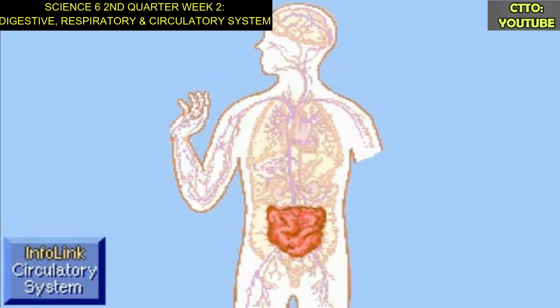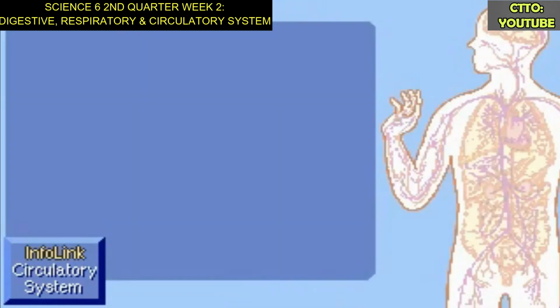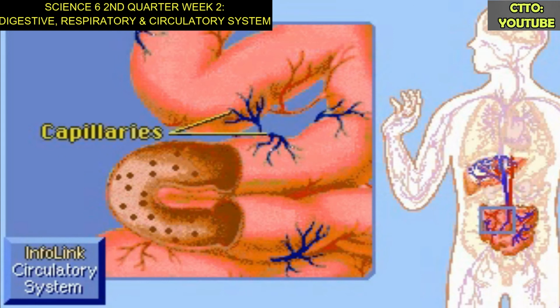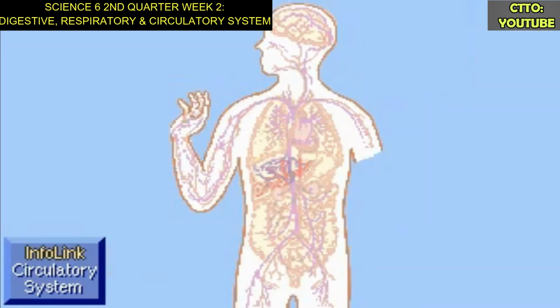The small intestine performs most of the digestion. Digested food particles pass through the walls of the small intestine and enter the capillaries. The blood carries most of the nutrients to the liver. The liver removes certain nutrients from the blood and stores them. It later releases the nutrients into the blood when the body needs them.